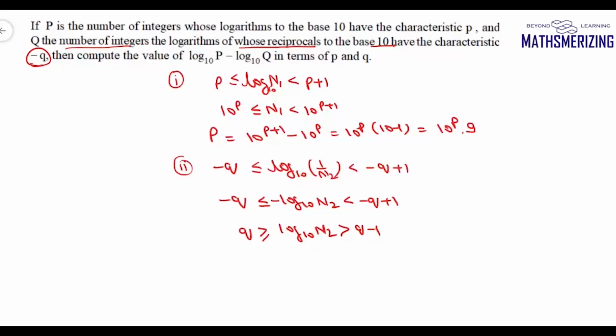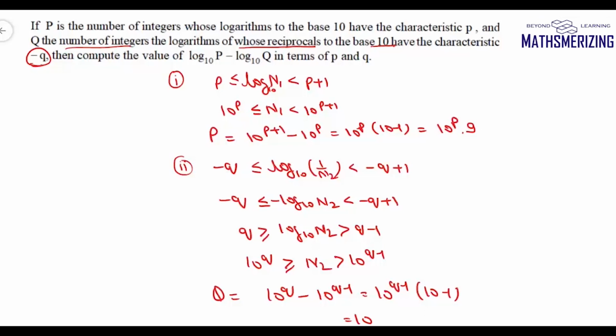So if I take anti-log, I'll get 10 to the power q, n2, and this is 10 to the power q minus 1. So therefore the number of such integers is given by 10 to the power q minus 10 to the power q minus 1. So I'll take 10 to the power q minus 1 common. So again I'll get 10 minus 1. So there will be 10 to the power q minus 1 into 9.